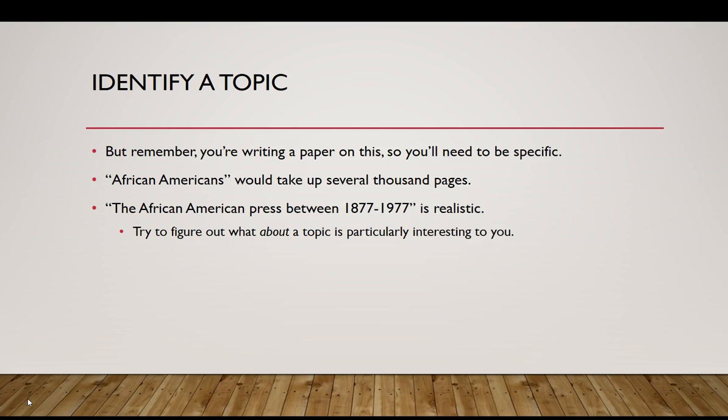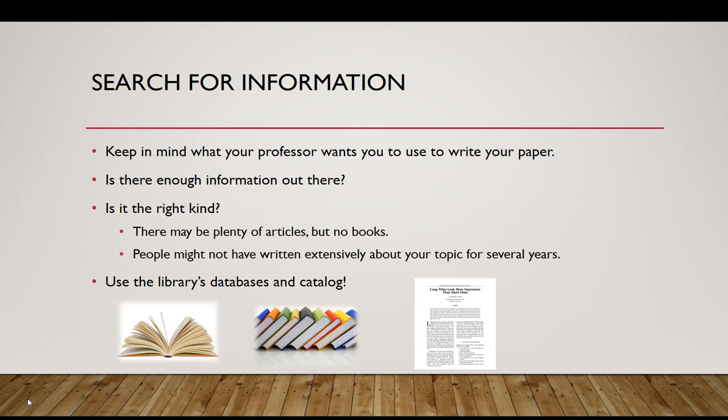But a more precise topic like the African American press between 1877 and 1977 is specific and therefore realistic for an essay. So in short, you want to try and figure out what about a topic is particularly interesting to you. After you've decided on your topic, this is when you do a preliminary search for information.